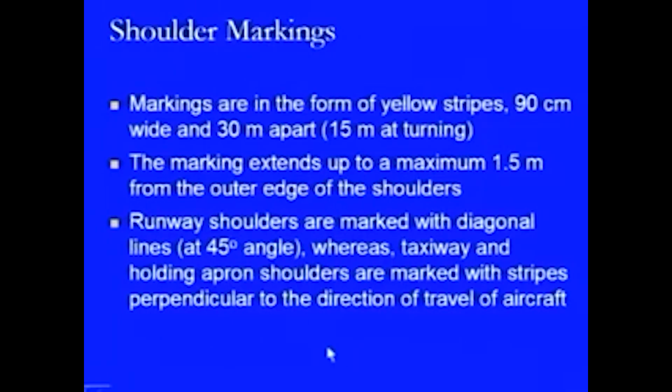Runway shoulders are marked with diagonal lines, that is at an angle of 45 degrees, whereas the taxiway and holding apron shoulders are marked with strips which are perpendicular to the direction of travel of the aircraft. So, that is how a pilot can understand that they are moving away from the runway and coming onto the taxiway or holding apron. As soon as the markings become straight or perpendicular to the edge, it means the runway is over and they are moving onto the taxiway or holding apron.